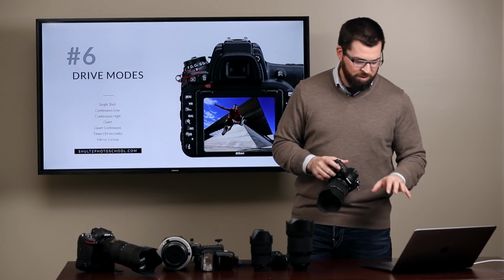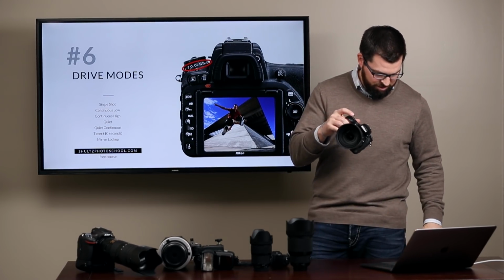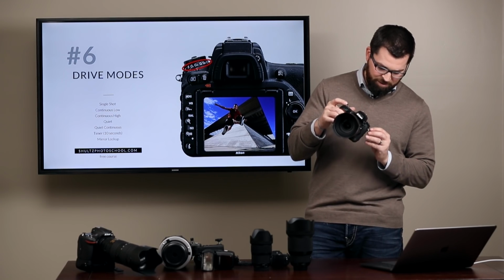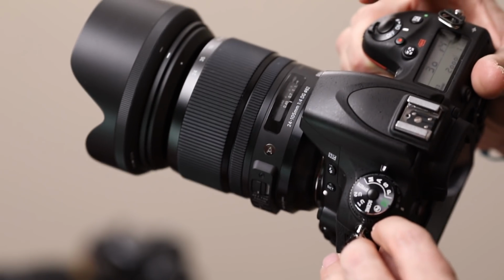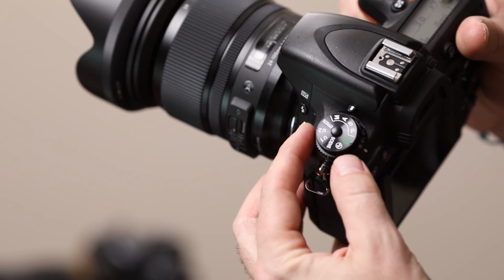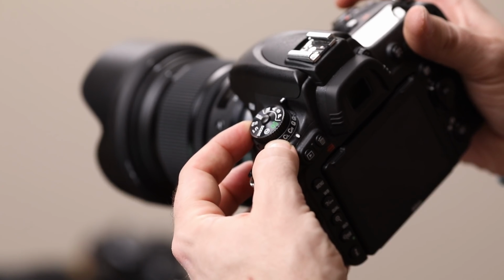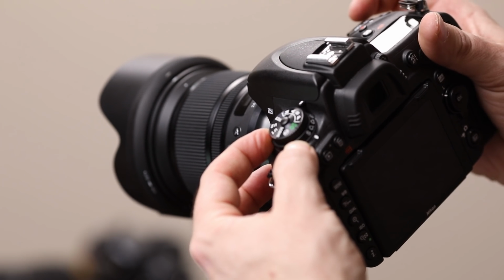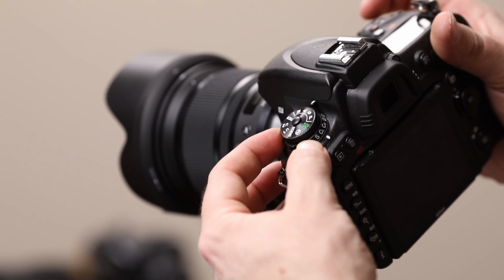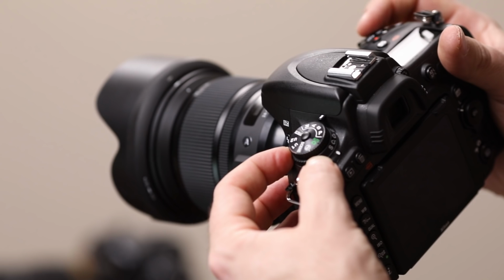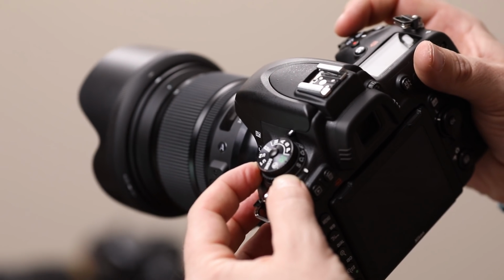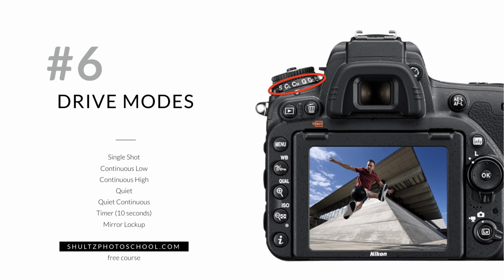Number 6, we'll keep this going on and talk about our drive modes. Now to get the drive mode set, there's this little button on the corner of the camera here. And you just want to press that in and then rotate this little sub dial here. And you'll see these different options, S, CL, CH, Q. S stands for single shot, so one shot at a time every time you press this shutter button. And then you go to continuous low, then to continuous high.